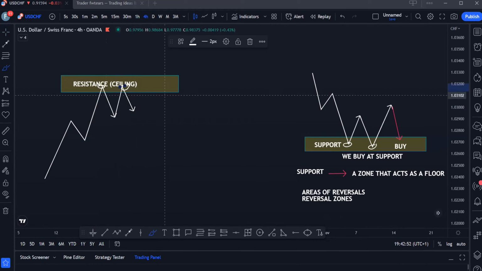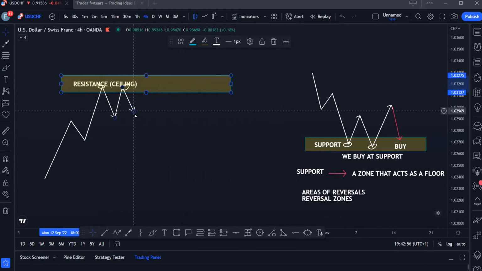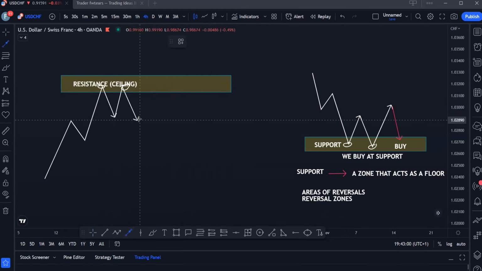So now that you've marked this out, this is history for you. Now in the future, you are waiting patiently. If price should retrace into this resistance zone, you are looking for what? Sell opportunities.